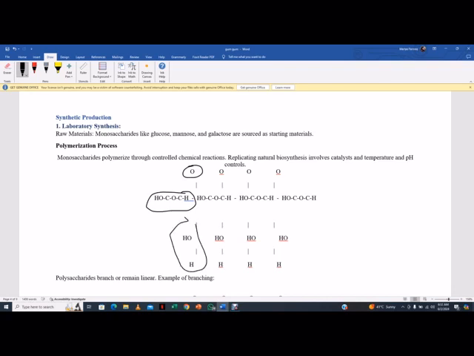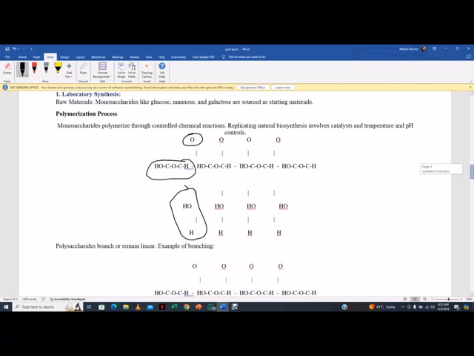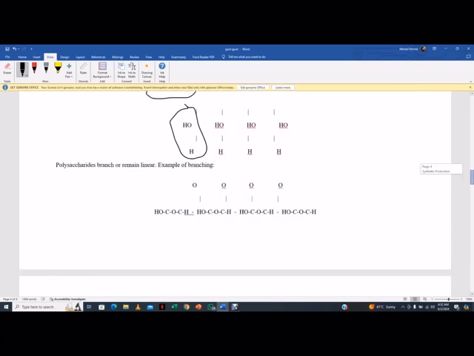This part represents the remaining hydroxyl and hydrogen groups of the monosaccharide unit, which are important for the chemical properties of the polysaccharide, including solubility. A polysaccharide may be in a branched form or it may remain linear.